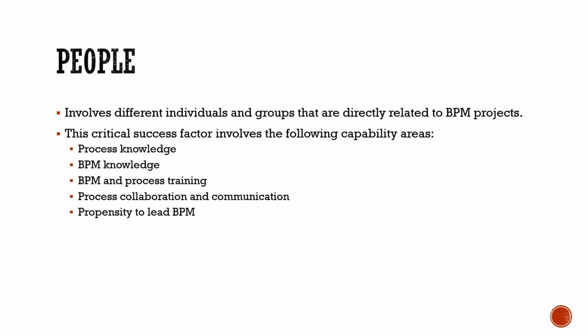The process collaboration and communication area focuses on the way individuals and groups interact in order to achieve desired process outcomes in a collaborative manner. This area relates to the formal channels that are used in the communication between process stakeholders, such as process participants and process owners. For example, in terms of meetings and briefings that take place.